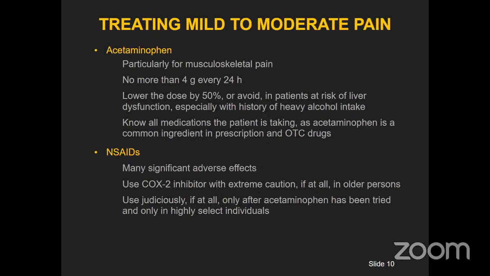NSAIDs tend to be more effective than acetaminophen in chronic inflammatory pain, but pose significantly higher risk to older adults, so they must be used judiciously if considered at all, and only after acetaminophen has been tried and only in highly selected individuals. Significant adverse events including renal dysfunction, GI bleeding, platelet dysfunction, fluid retention, precipitation of heart failure, and precipitation of delirium limit their use in the treatment of chronic pain in older adults. So we can use NSAIDs with caution.